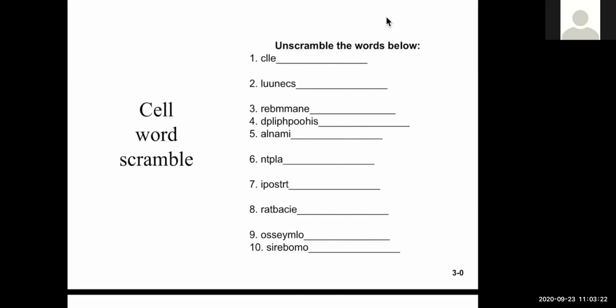Cell. The second one? Nucleus. The third one? Membrane. Good. The fourth one?